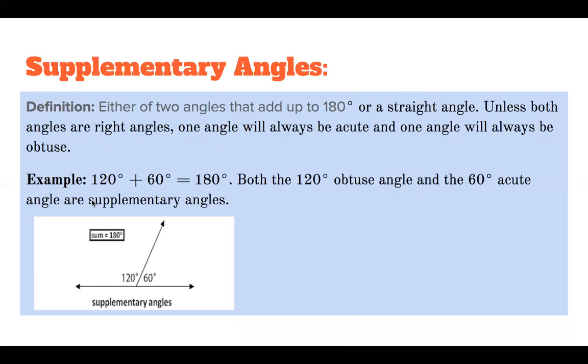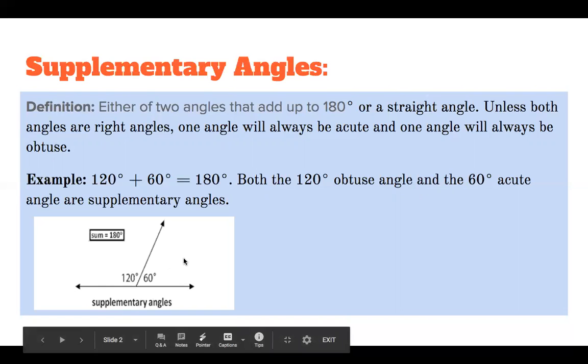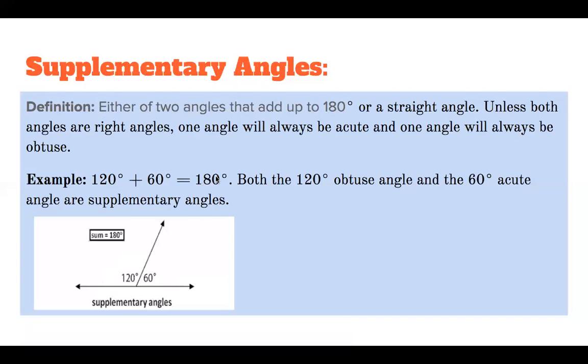So let's take a look at this example. In this example, you'll notice we have our straight line and two angles that are making up that straight line: 120 degrees, so that's this angle, and 60 degrees is this angle. Added together, they should both equal 180 degrees. As you can see, they're both forming a straight line when they're put together. So when I add 120 plus 60, it should equal 180 degrees.